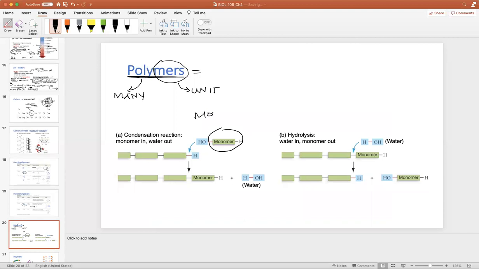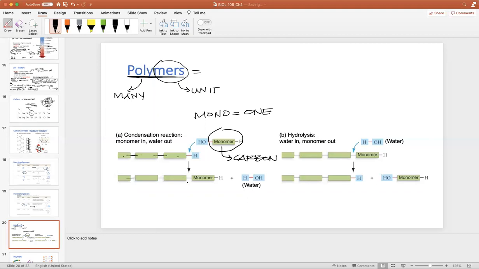Mono means one, okay? So in a polymer, you have a bunch of monomers that are linked together to one another, and each of these monomers is a carbon-based molecule. So I'm just going to write the word carbon. Okay. So you can see I've got a monomer, monomer, monomer, and I've linked them together.